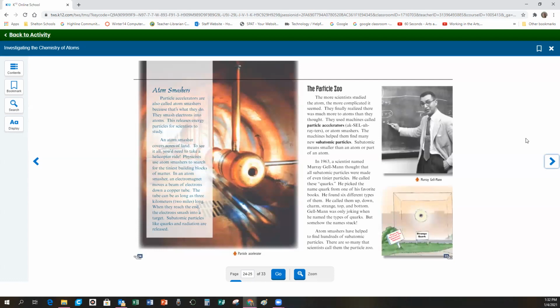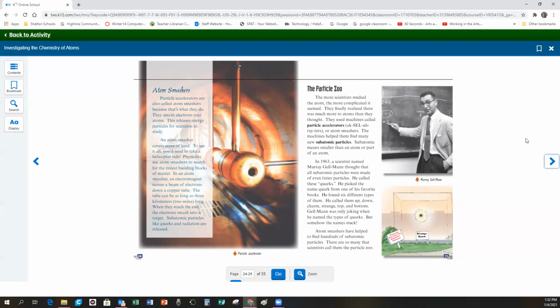In 1963, a scientist named Murray Gell-Mann thought that all subatomic particles were made of even tinier particles. He called these quarks. He picked the name quark from one of his favorite books. He found 6 different types of them. He called them up, down, charm, strange, top, and bottom. Gell-Mann was only joking when he named the types of quarks, but somehow the names stuck.